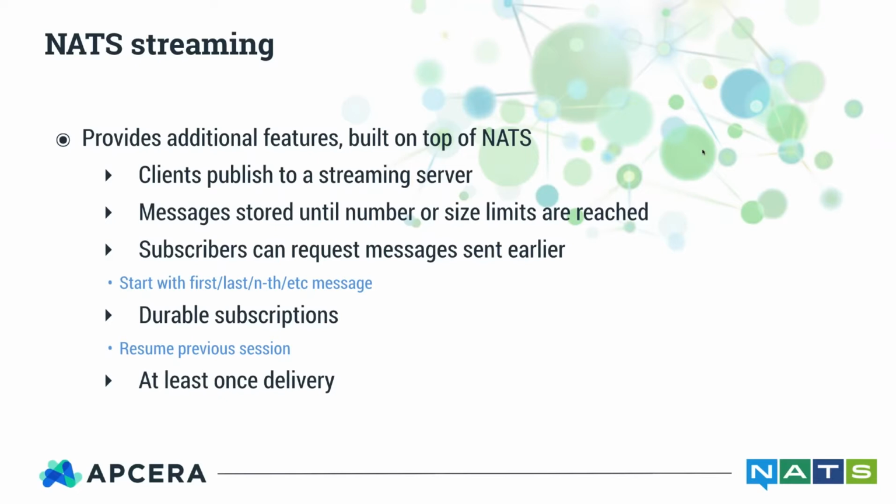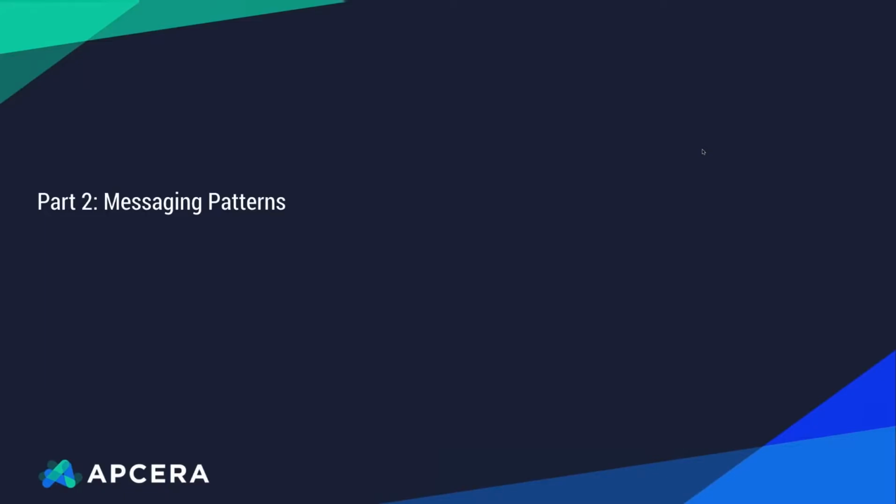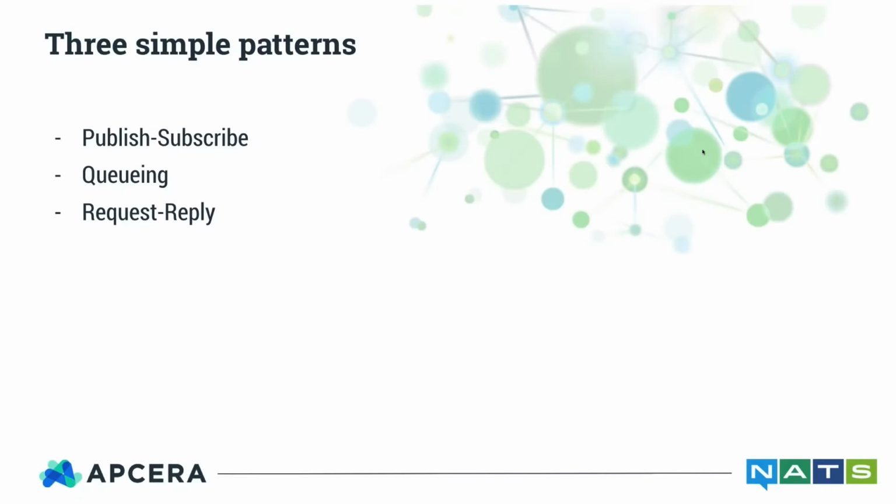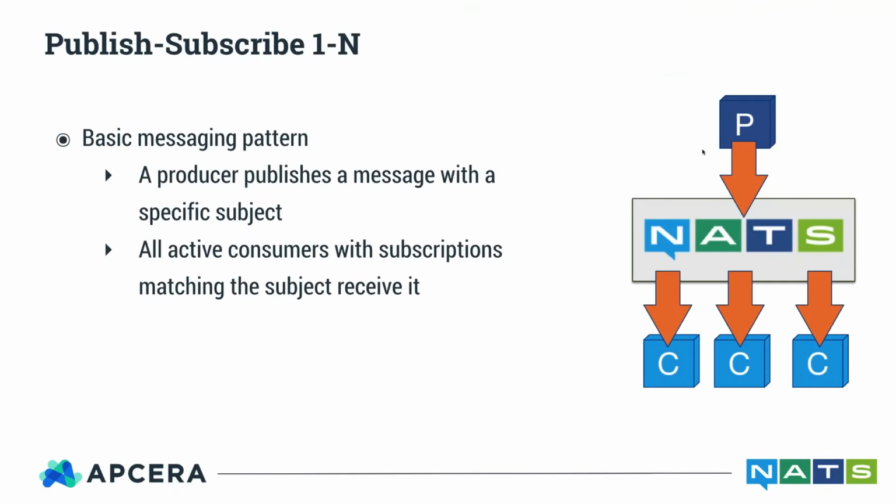Now I'm going to do a little transition, and I am going to explain to you how the different components communicate with each other and the patterns that we use for exchanging messages. There are three simple patterns that are used to communicate: we have publish subscribe, we have queuing, and we have request reply. Publish subscribe is the basis of all the other communication patterns. A publisher publishes a message with a specific subject, gives it to the NATS server. The NATS server then distributes it to all the other consumers that have registered an interest in that subject, right? So this is a one-to-many operation.